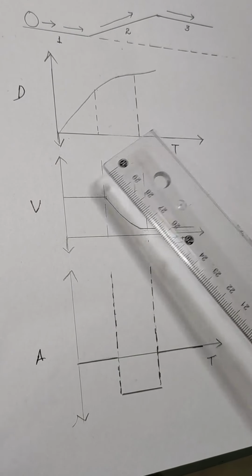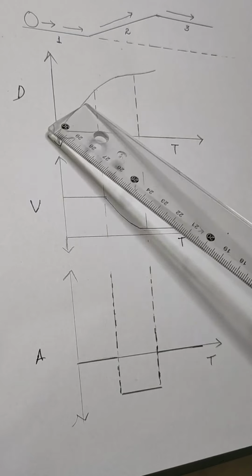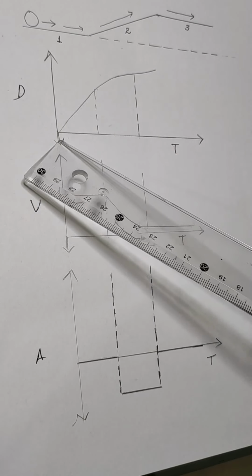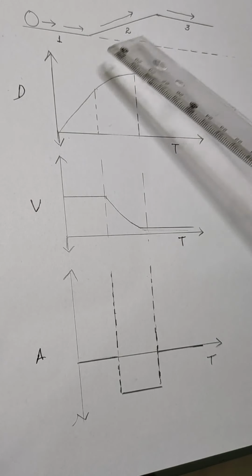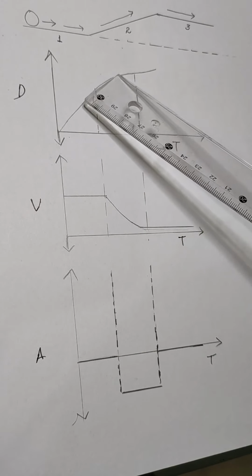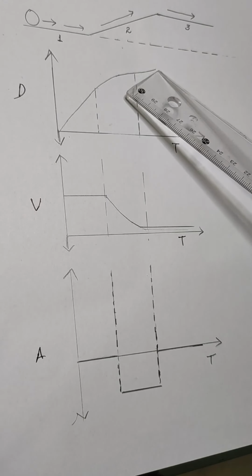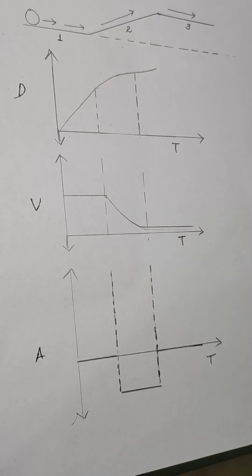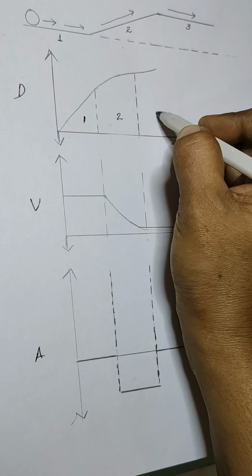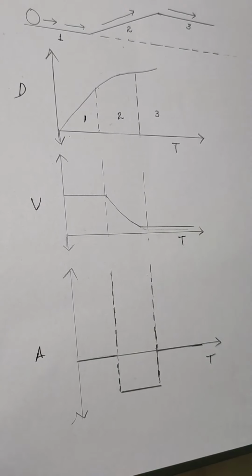Now here you can see that the distance is changing uniformly. After that, here the slope is constant, but then again there is a decrease in slope. The graph looks like this. This is for section 1, this is for section 2 and this is for section 3 of the ramp.